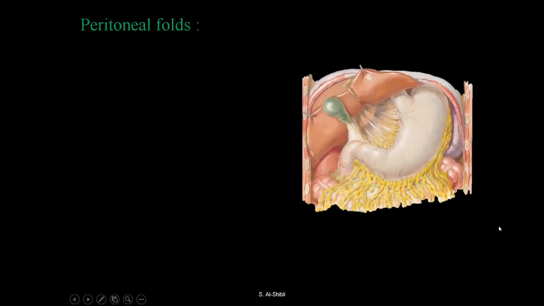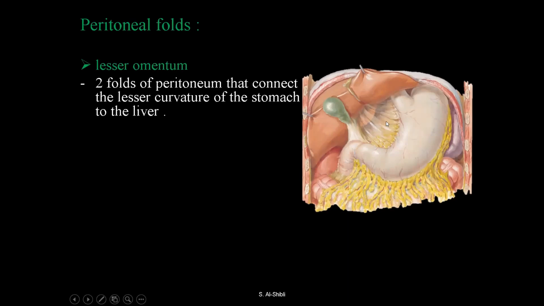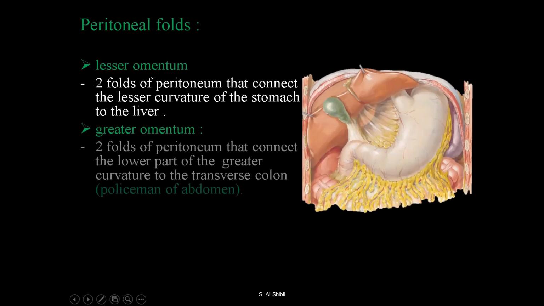The peritoneal folds: whenever you hear something called omentum, that is a peritoneal fold related to the stomach. Omentum means related to the stomach. So we have the lesser omentum, here it is, which is a two-fold of peritoneum that connects the lesser curvature of the stomach to the porta hepatis of the liver. And we have the greater omentum, two folds of peritoneum that connect the greater curvature of the stomach to the transverse colon. This is the transverse colon.